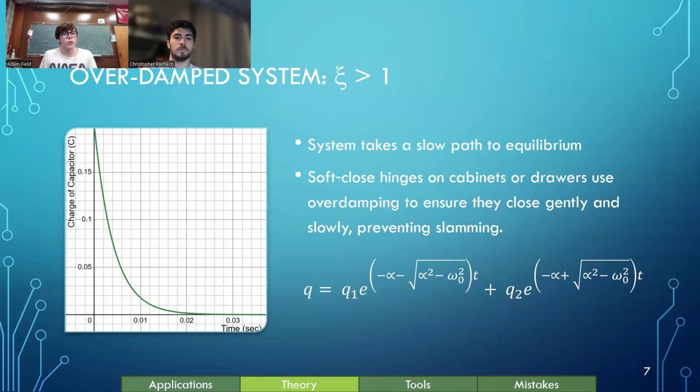For an overdamped system, when xi is greater than one, the system takes a slow path of return to equilibrium, where it never oscillates and it slowly just falls back to equilibrium. This is in real life analogous to something like a soft-closing cabinet door that prevents a slam. It's given by the equation on the screen, but generally the characteristic of it is that it takes a while to get back to equilibrium and it doesn't oscillate.